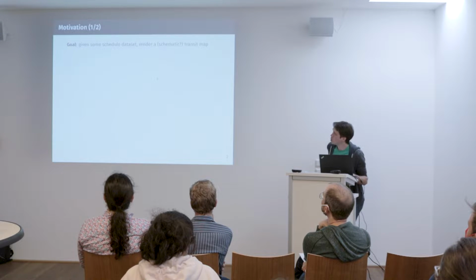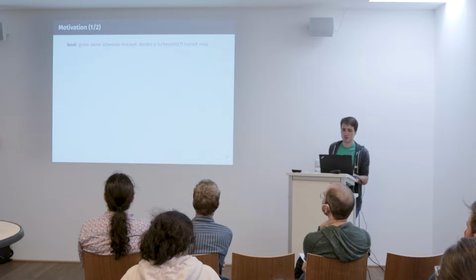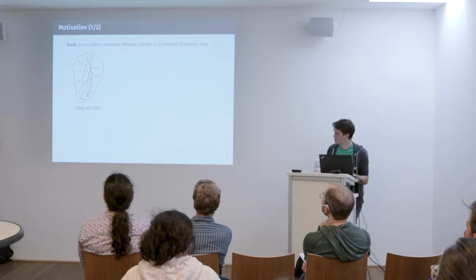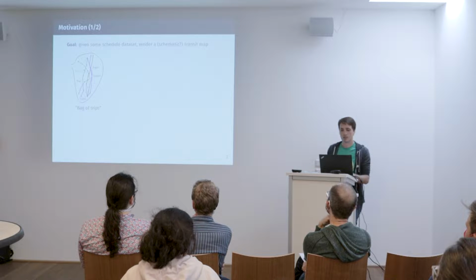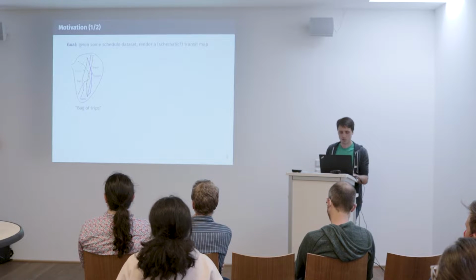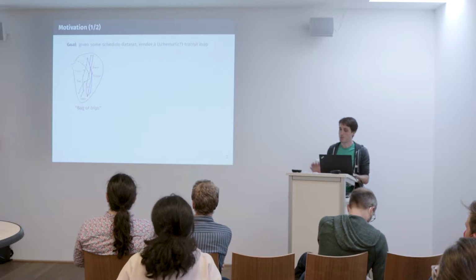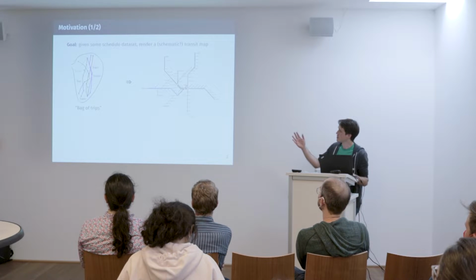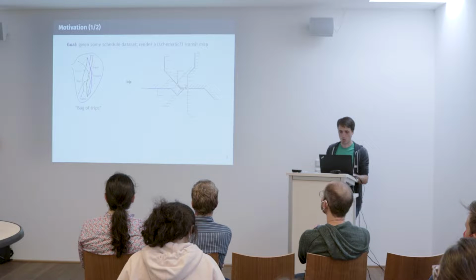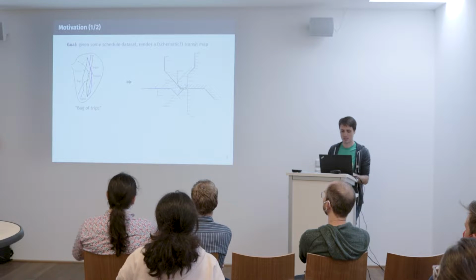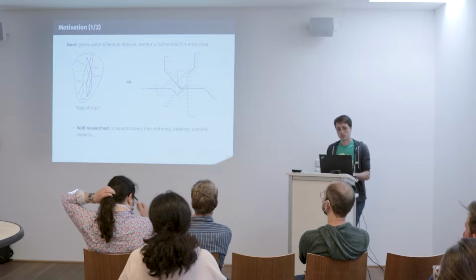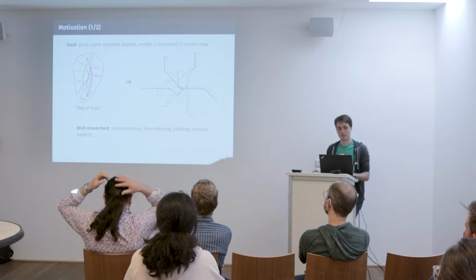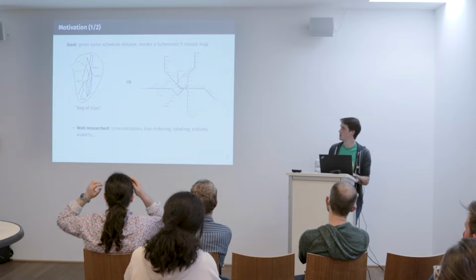Okay, so the overall goal, of course, as I've said, is given some schedule data set, represented here as this bag of trips. Of course, you can have schedule data in all kinds of formats, but let's just call it a bag of trips here. Render a possibly schematic transit map from this data. So given this bag of trips, the approach will hopefully generate a map that will look like this.